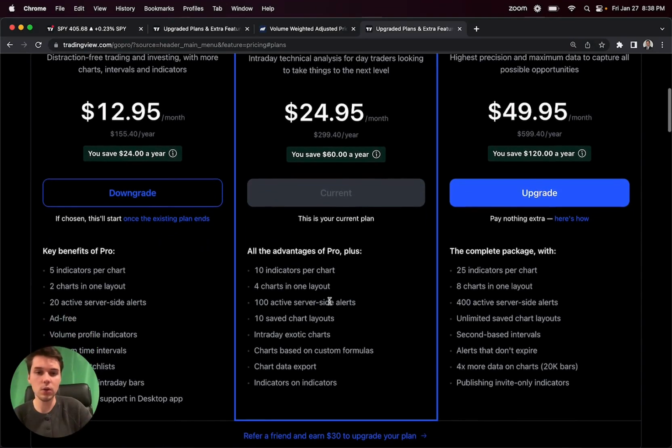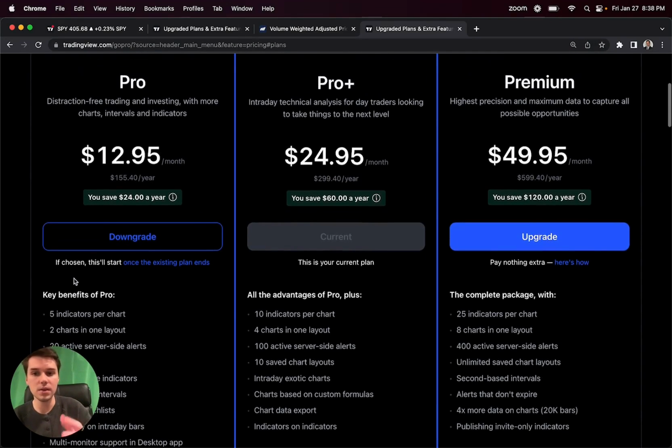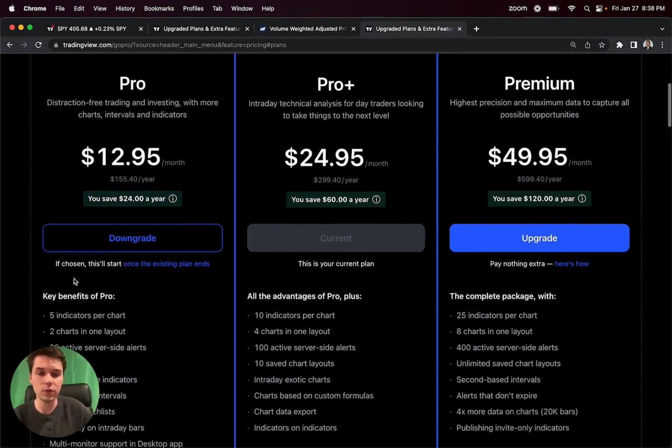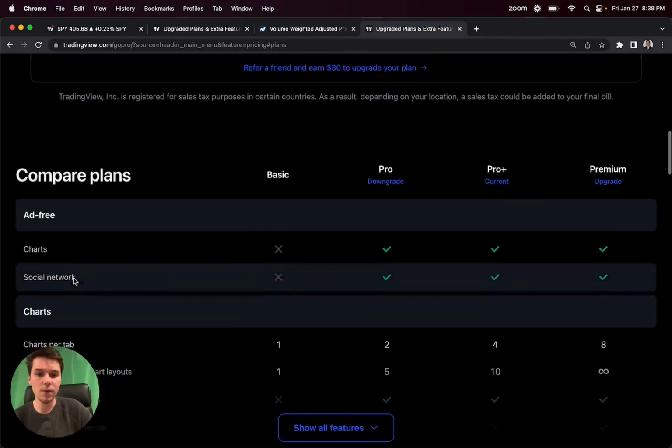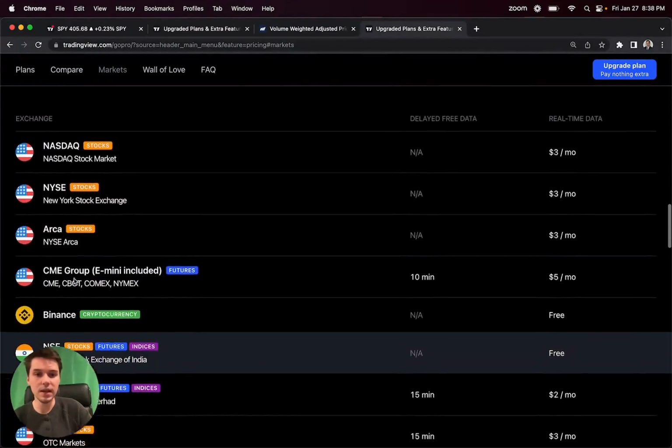If you are somebody who only needs 2 charts in a layout or only 5 indicators, then I'd recommend the Pro version. Likewise, if you want even more than what I have, 25 indicators and 8 charts in a layout, then I would say go for the Premium version. It depends on what you think is best for you. I would start off with the cheaper version and then upgrade if you need it, because you can always upgrade. It's harder to downgrade.